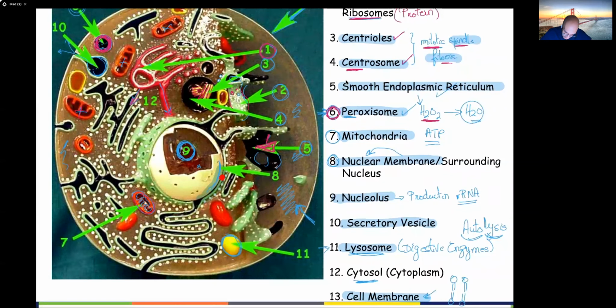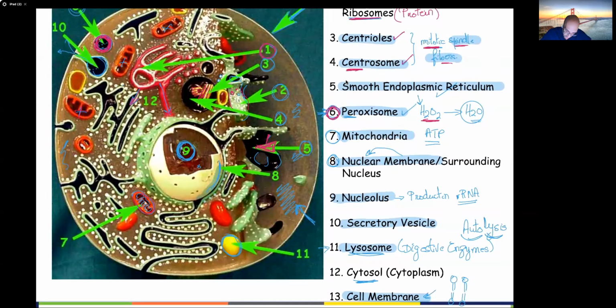Moving on to the outer barrier that would be separating the genetic material inside the nucleus from the rest of the organelles in the cytoplasm on the outside. This is my nuclear membrane.